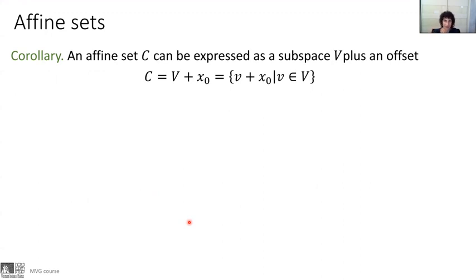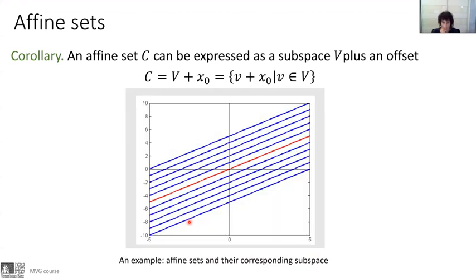The corollary is that an affine set can always be expressed as a subspace of R^n plus an offset, and the offset is a point that belongs to the affine set C. Here we have a one-dimensional subspace, which contains the origin. All of these blue lines are affine sets, which are V plus some shift: V plus one shift, V plus another shift. All of these are affine sets. And we call V, the red line, the corresponding subspace of the affine set. Is this clear?